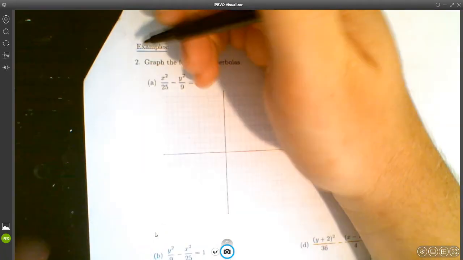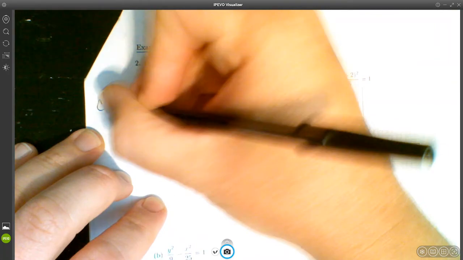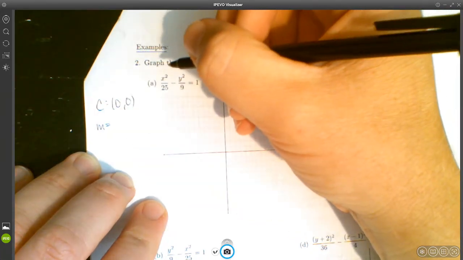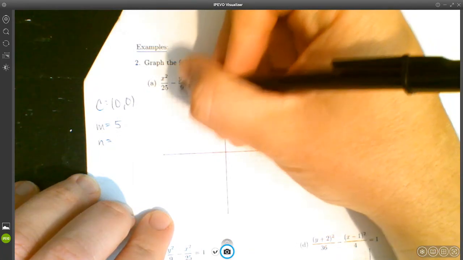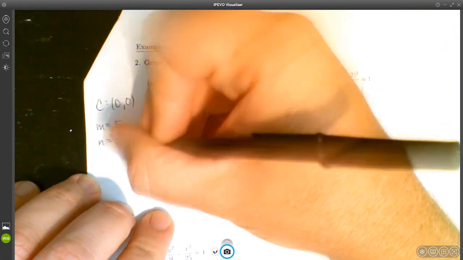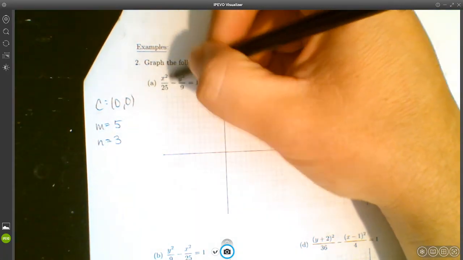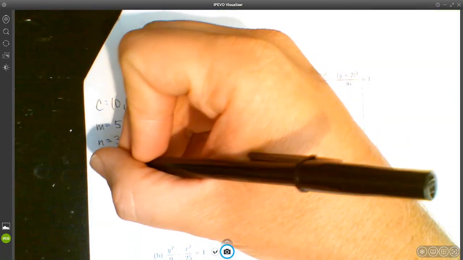So part A here is a hyperbola with center 0, 0. I'm actually going to write down a bunch of information. So the center of this hyperbola is 0, 0. M is the square root of the thing you're dividing your x group by. So in this case, square root of 25, which is 5. N is the square root of the thing you're dividing the y group by. So in this case, square root of 9 is 3. And because your x group leads, this one is going to open left and right.